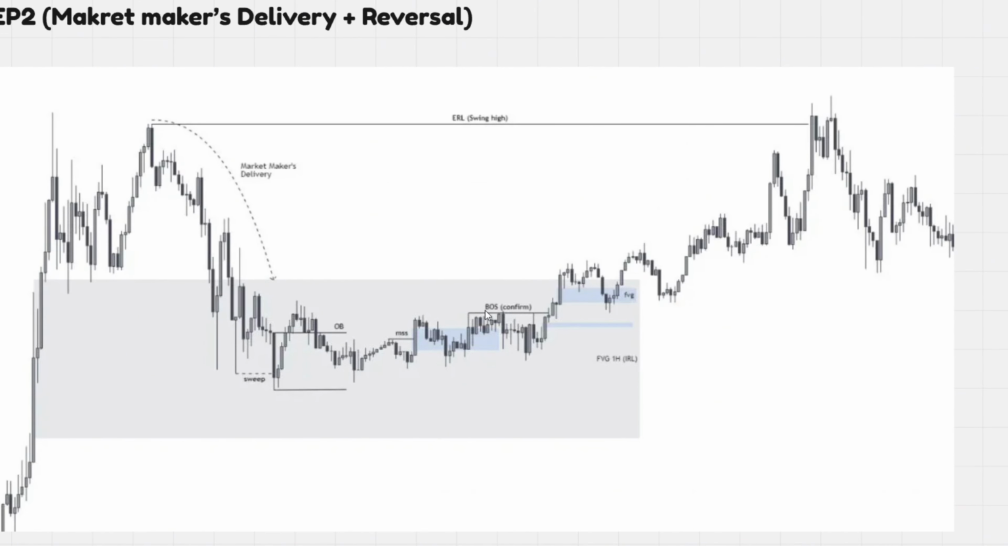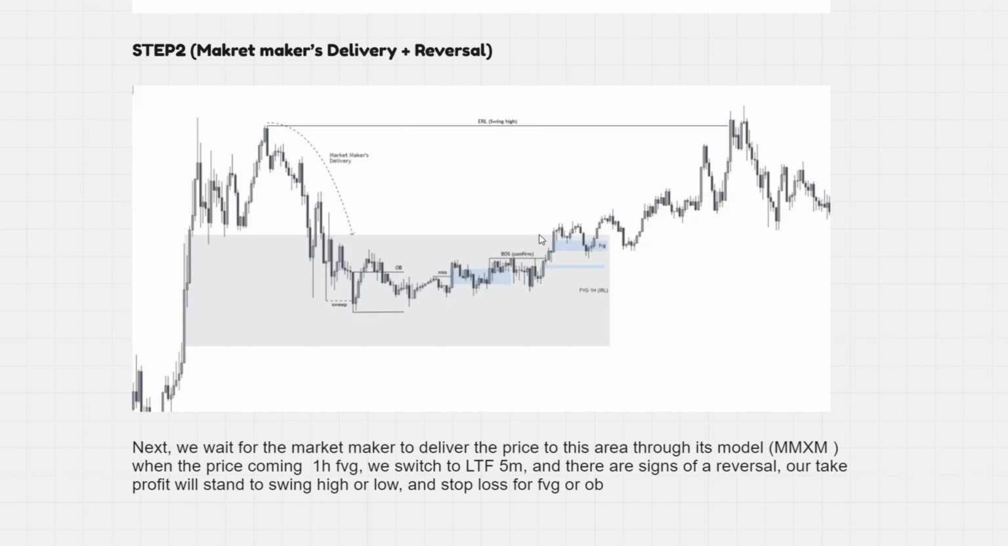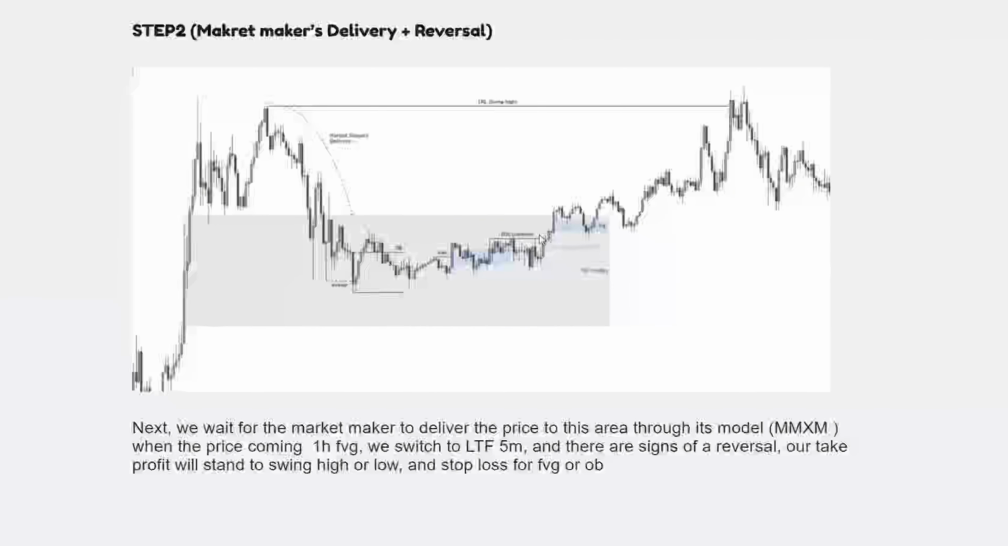It can be a sweep of liquidity plus a market structure shift, or an inverted fair value gap. In this example, a market structure shift was formed. You can open a market position when you see the market structure shift, or you can set a limit order from the fair value gap. This is only an example. Let's fix the knowledge on real trading.